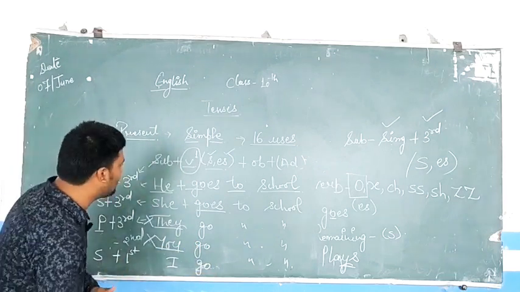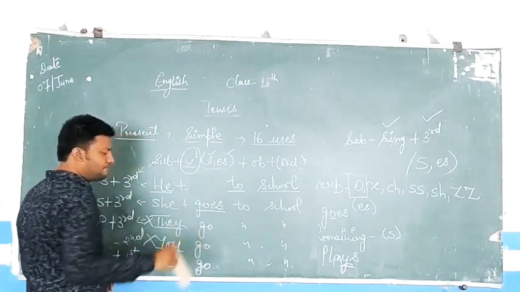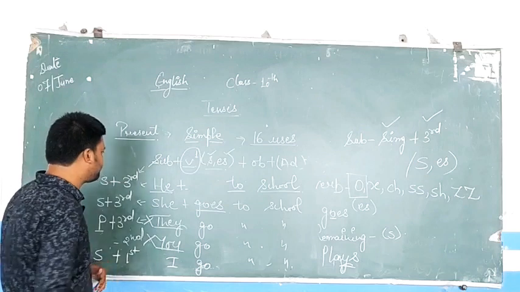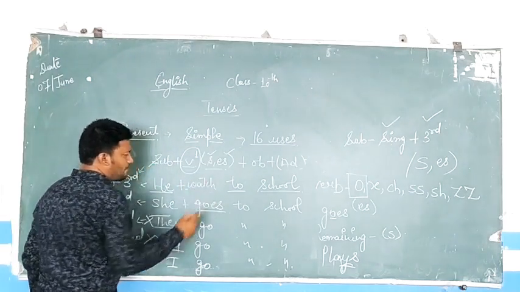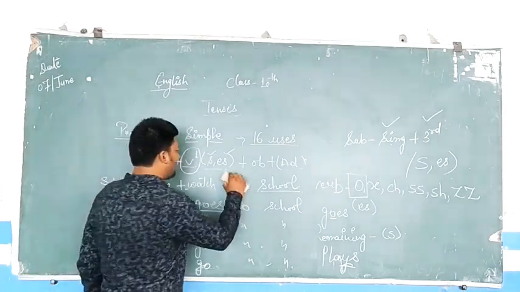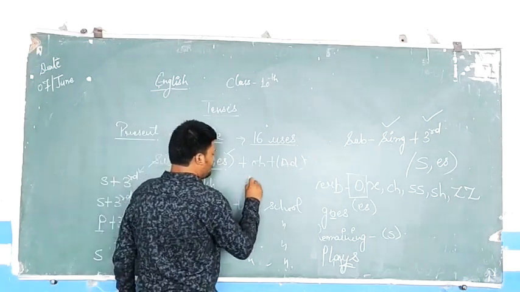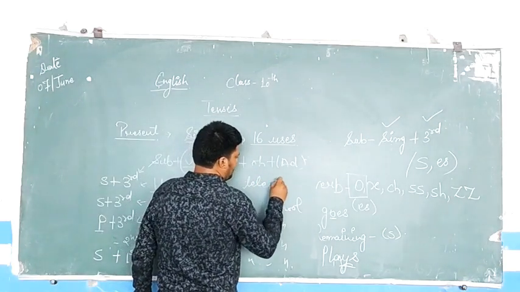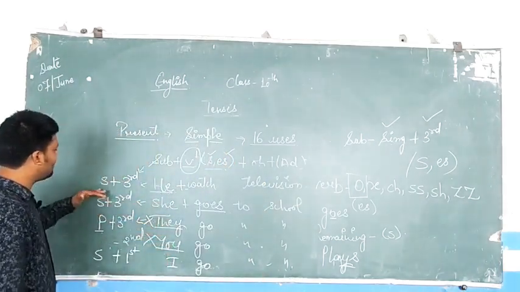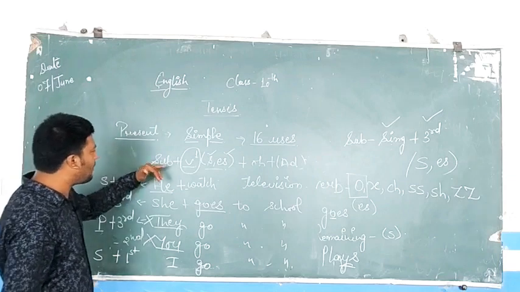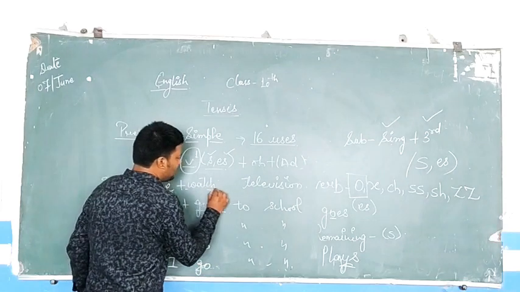Now let's change the verb form here from go to, take any of the verb, watch. He watch television. Now here I see subject third person, condition applies, then I will see ch.